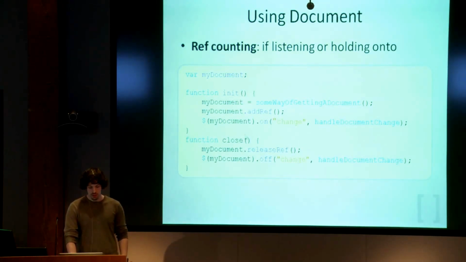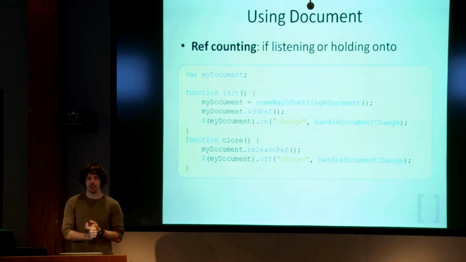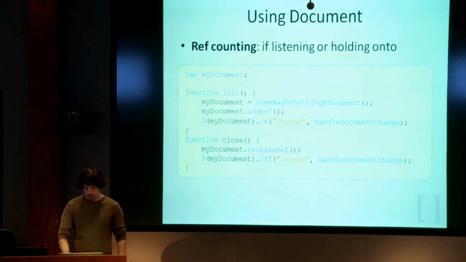So when you're done with your document, like if the piece of UI that uses this document is going away or whatnot, you want to do your release ref, and that's also the point at which you would remove your event listener. And that's very important to do both of those things. If you only release the ref and you forget to detach your event listener, or vice versa, you're essentially leaking the document at that point, and that's certainly not a good thing.